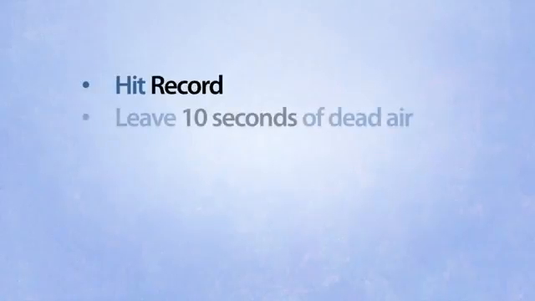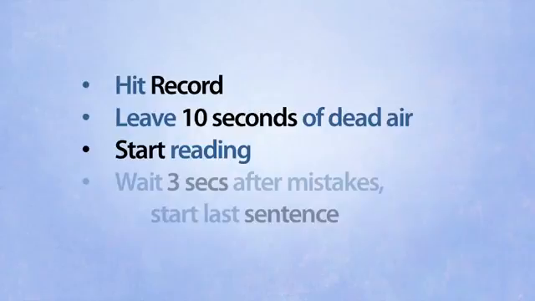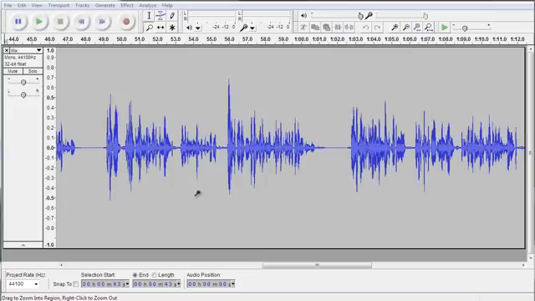Once you're ready to begin, click record, leave 10 seconds of dead air and start to read. Speak clearly and slowly enough to pronounce words correctly. Every time you make a mistake, simply stop speaking, wait 3 seconds, recompose yourself and start again from the beginning of the previous sentence. You can easily cut out mistakes afterwards in Audacity.